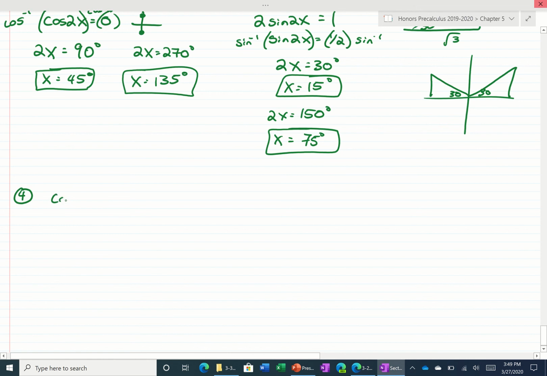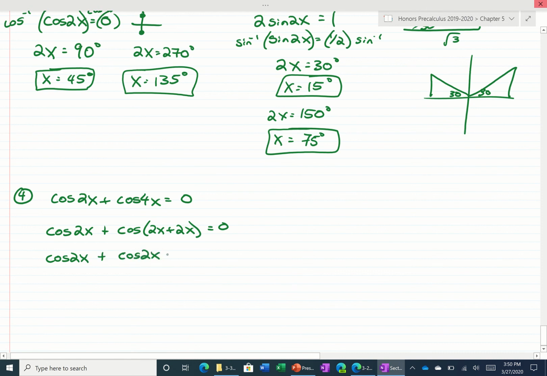All right, so what about the cosine of 2x plus the cosine of 4x is equal to 0? Well, I know the cosine of 4x is going to be the cosine of 2x plus 2x. We saw this in the homework the other day, and we just saw this in the last problem. So using our sum formula, this would be the cosine of 2x times the cosine of 2x, opposite sign, and then the sine of 2x, sine of 2x.